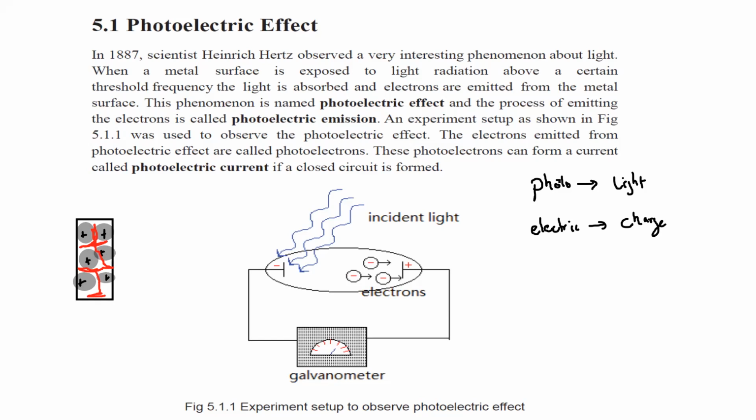So what happens when the light falls on the metal? These electrons, because delocalized free electrons are there, absorb a sufficient amount of light, and when they absorb sufficient light, these electrons, or charges, will go out. So because of light, the charges start to move. That's why we call this the photoelectric effect.